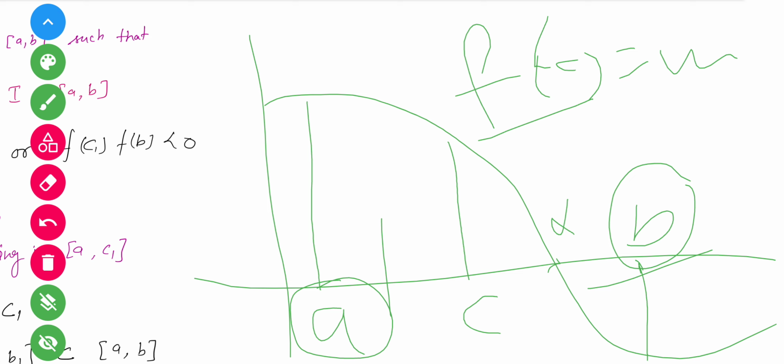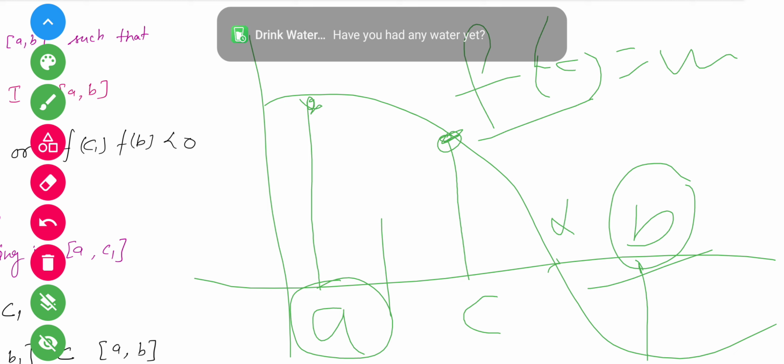If you see that f of A is this and f of C is this, you can see both of the values are positive. That means the root doesn't lie between this interval, right? By using IVT, we can say that the condition is not satisfied.